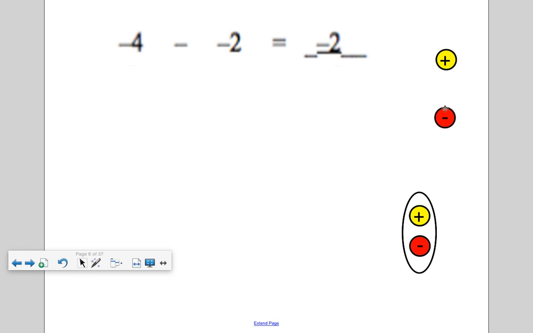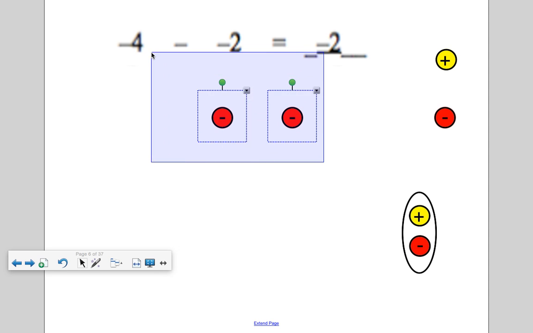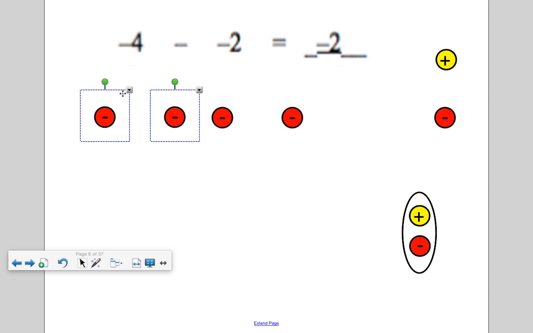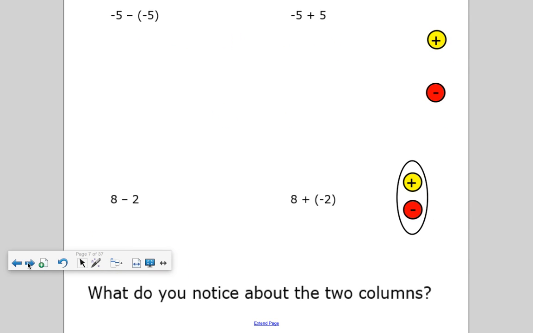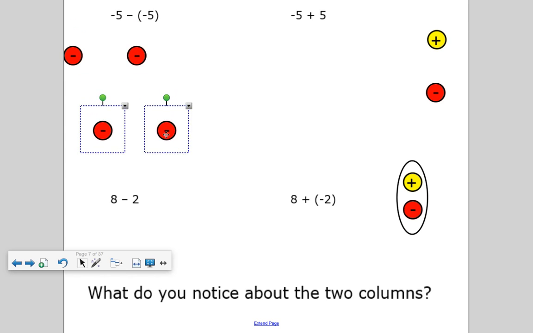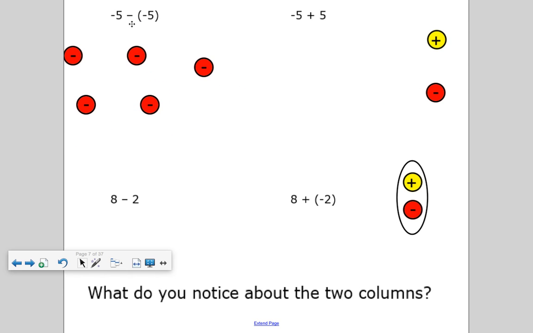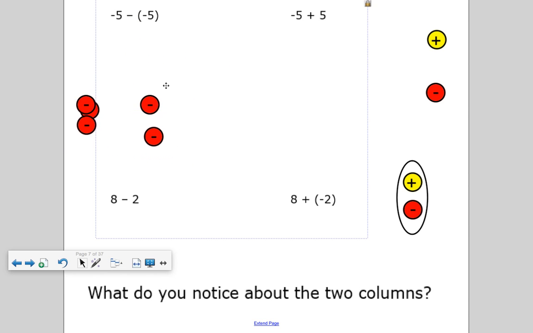Let's try another example. I have 4 negatives. I need to take away 2 of these negatives. So I'm going to take these 2 away. What do you have left? Negative 2. Pretty straightforward, hopefully. Let's try another example. I have 5 negatives. I need to take away 5 negatives. So I'm going to take all of these away. If I take all of these away, what do I have left as my answer? I have 0 as the answer.